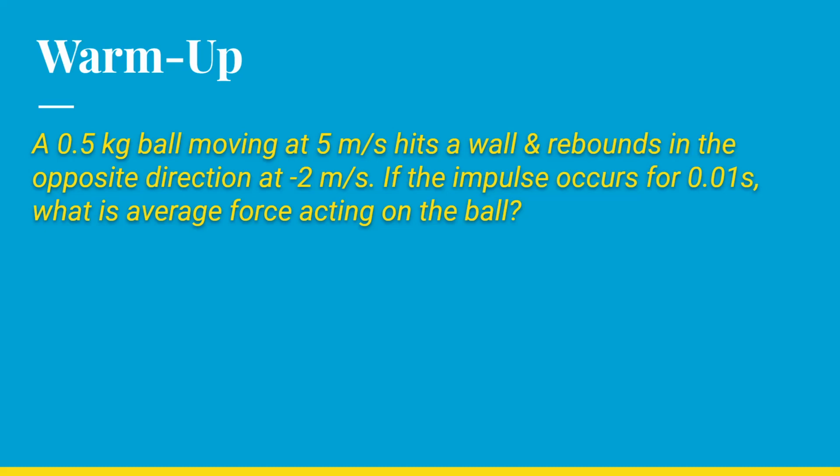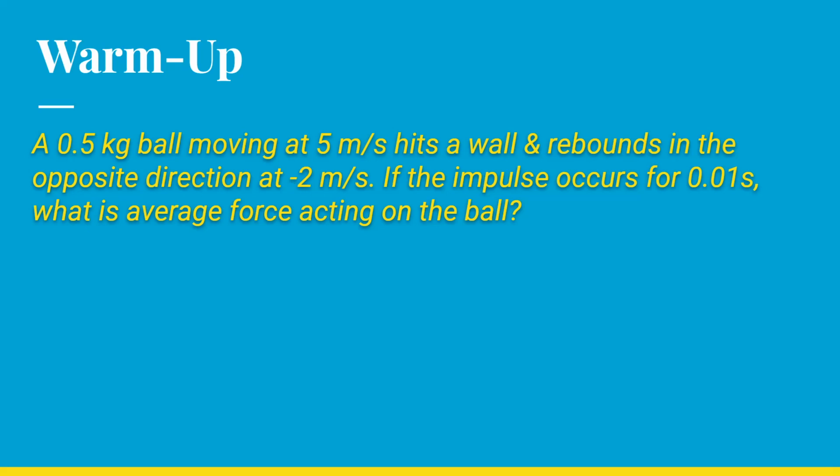It says a 0.5 kilogram ball moving at 5 meters per second hits a wall and rebounds in the opposite direction at -2 meters per second. If the impulse occurs for 0.01 seconds, what is the average force acting on the ball? And guys, I wanted to give you this question because you had a similar question in your assignment yesterday, and several people were having problems with that question. I gave you a little bit more of a hint here than I did in the My Open Math assignment yesterday, and that hint is this negative sign. I didn't have to put that there because I already said it's in the opposite direction.